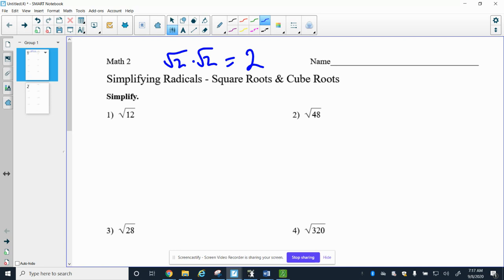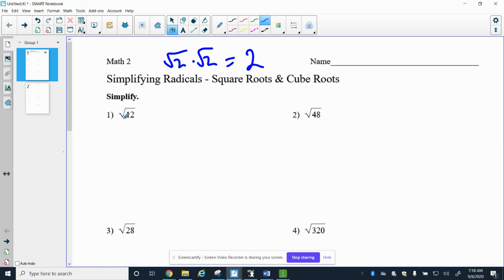So our goal is going to be to pull out pairs, if we're talking about square roots, of the same factor in order to get whole numbers out of a radical. The way we're going to do this is we're going to write out factor trees.